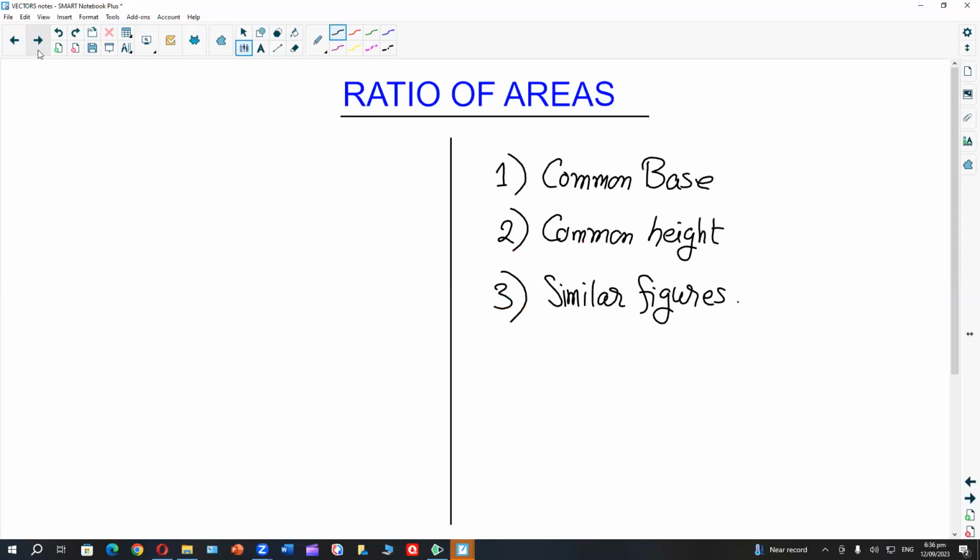Now, starting this, there are three methods. One is called common base. The second method is called common height. And the third method is called similar figure. There are three methods to develop this. You have to copy this.